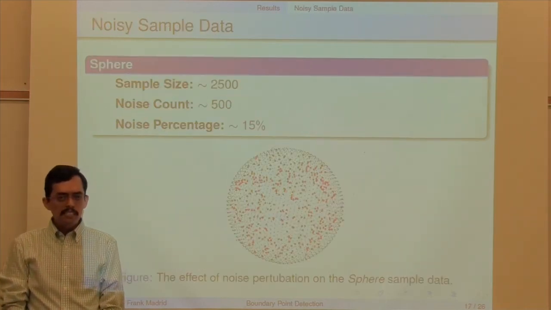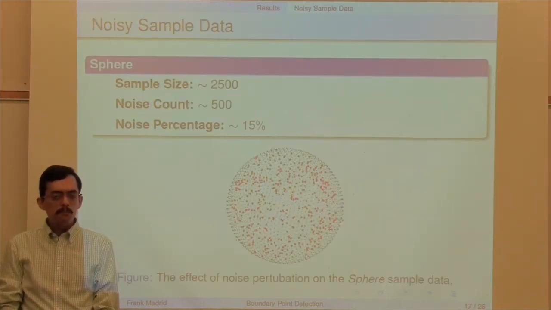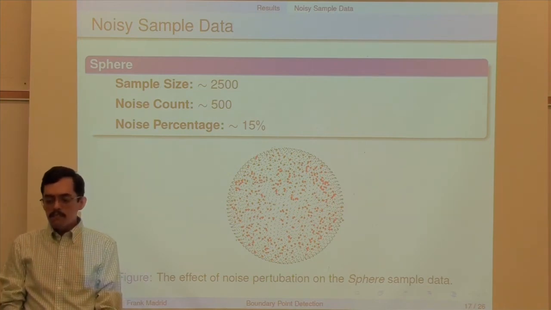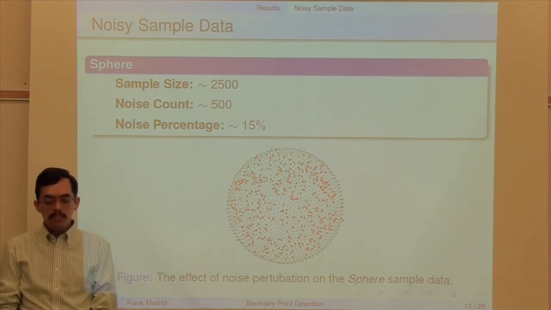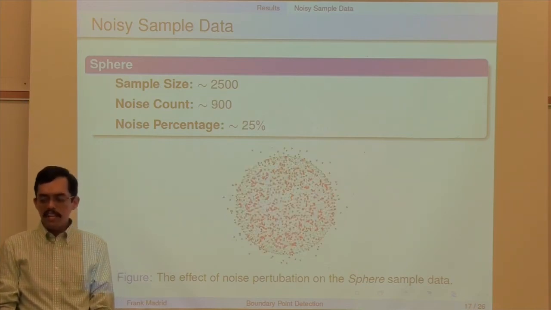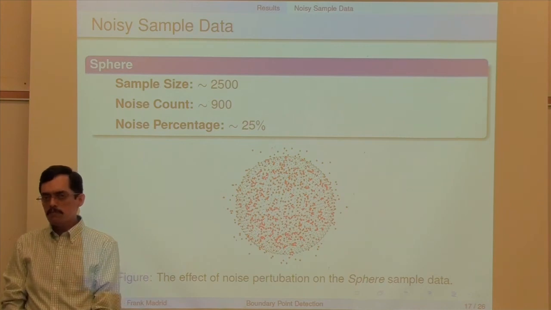Within our experiment, we simulate noise by randomly perturbing a particular subset of the original sample data. The effect of this perturbation can be seen on the sphere, which consists of approximately 2,500 sample points with a level of 50% noise, and then again for 25% noise.